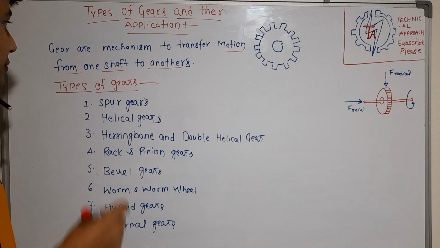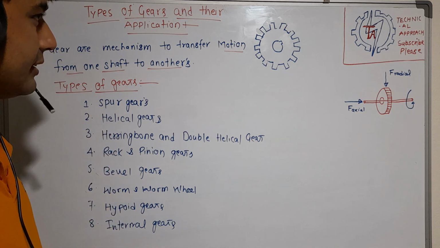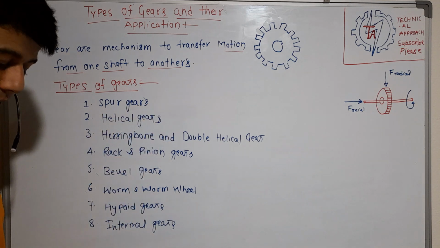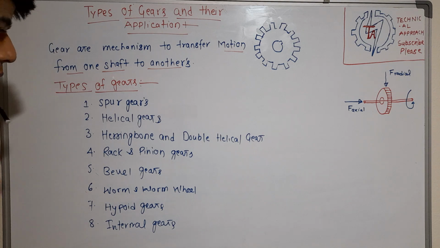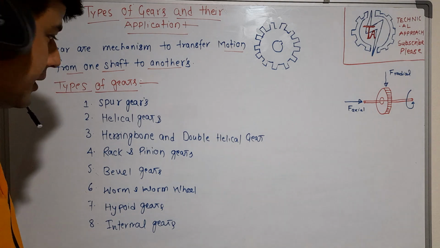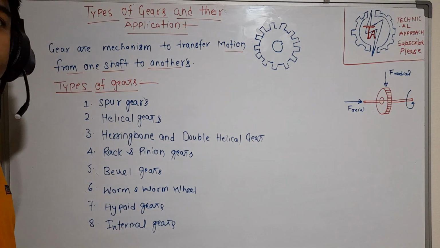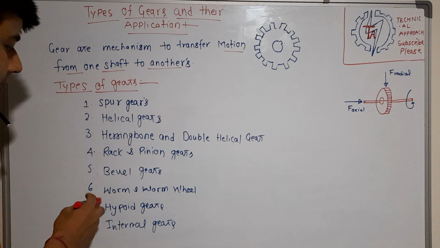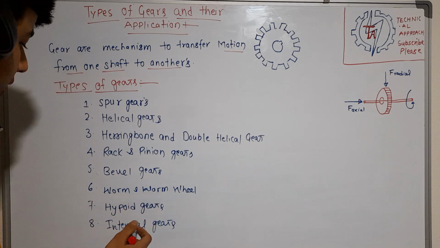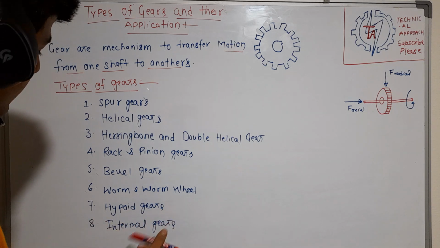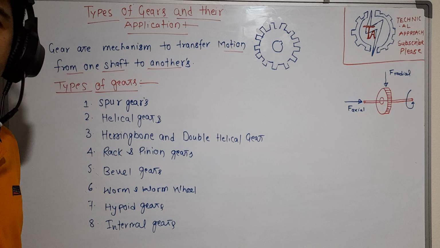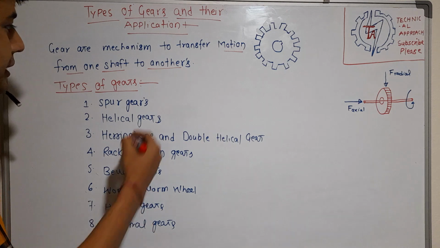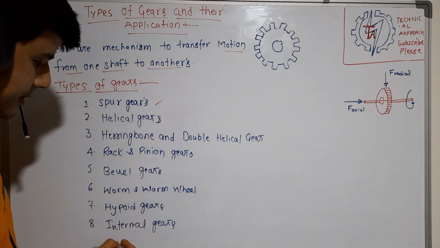What are the types of gear? The first type of gear is spur gear, second helical, third herringbone and double helical gear, fourth rack and pinion gear, fifth bevel gears, sixth worm wheel, seventh hypoid gears, and eighth internal gear. Let's start one by one with each and every gear and its applications.